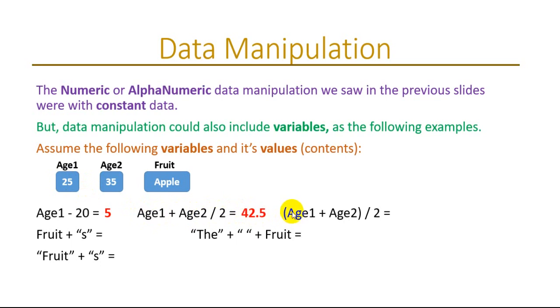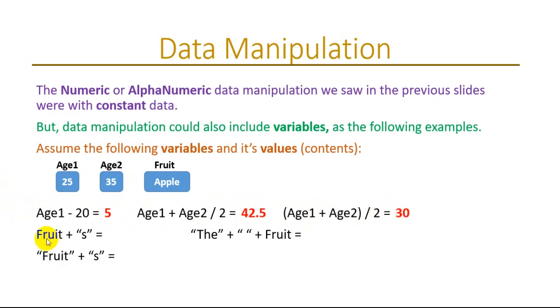Now in this case, we have put brackets and said do the addition first. So that means 25 plus 35, which is 60, divided by 2 will be 30. So depending on if you write like this, you get 42.5. If you write like this, you get the result as 30. So these are all numeric expressions evaluating to numeric values, numeric constants.